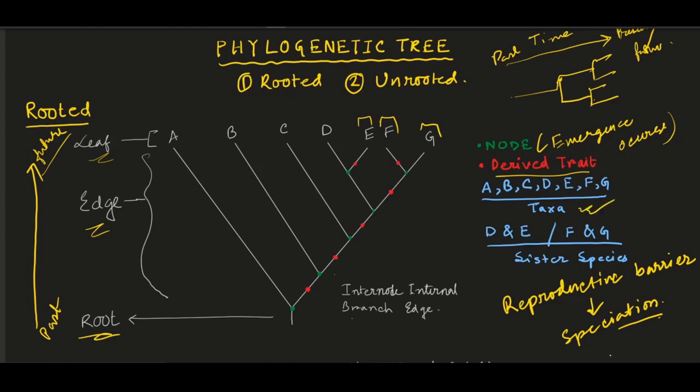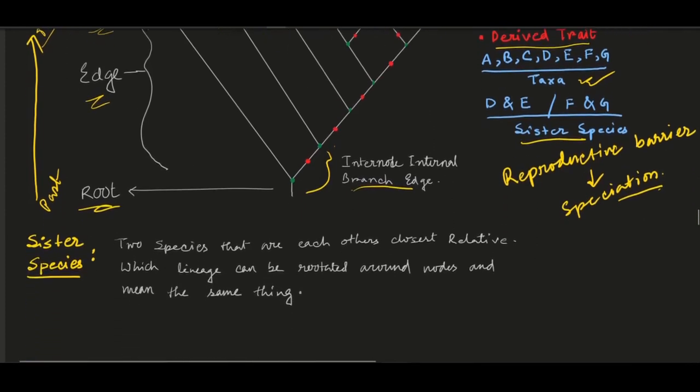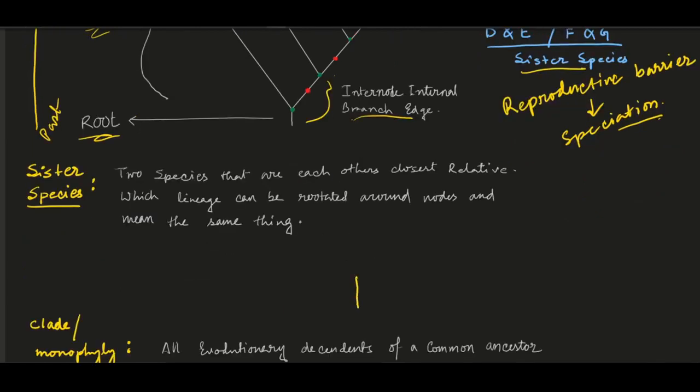And there are two other terms, the sister species and the clade, and the space between two nodes, okay, this part is called the internode branch. So let's see what a sister species is. Sister species are two species that are each other's closest relative. So let's see, this is the common ancestor. Okay, these are the species.